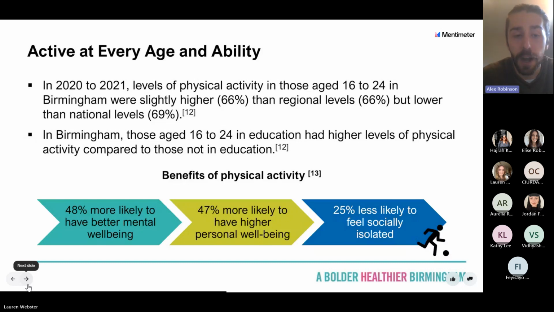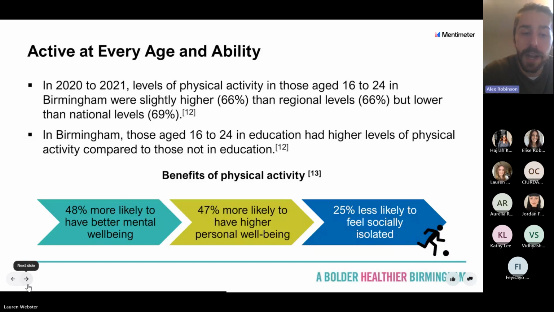And being physically active was defined as 150 minutes of moderate physical activity. That's anything that raises the heart rate, such as a brisk walk. But it could also be defined as 75 minutes of vigorous physical activity, which is high intensity exercise, such as running. In Birmingham, those aged 16 to 24 in education had lower levels of physical inactivity at 26%, compared with those aged 16 to 24 who were not in education, which was 36%. So that's showing that people in education in that age group had lower levels of physical inactivity.